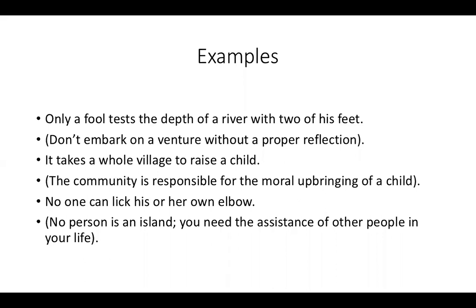It takes a whole village to raise a child. The advice is that the community is responsible for the moral upbringing of a child. No one can lick his or her own elbow. The advice is that no person, the implicit advice is that no person is an island. You need the assistance of other people in your life.